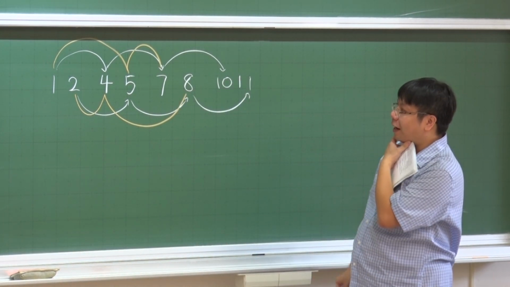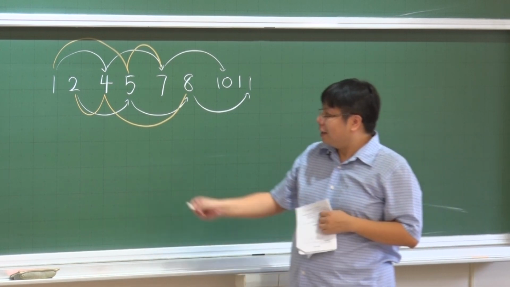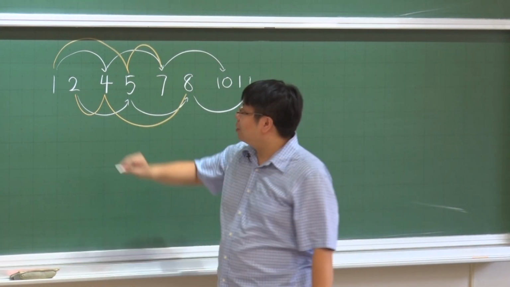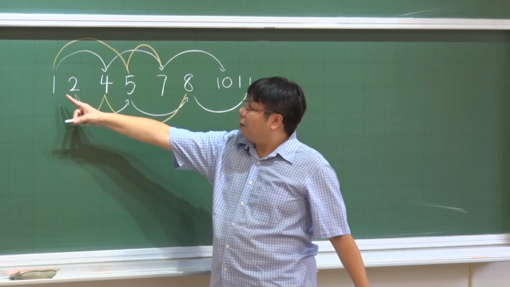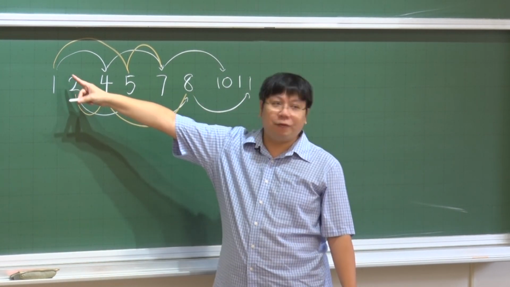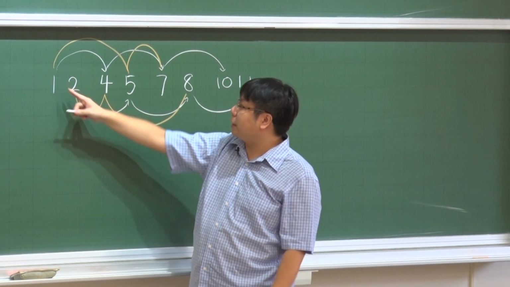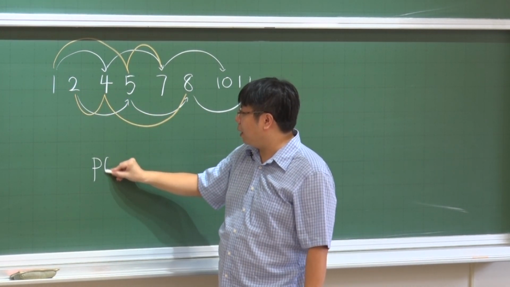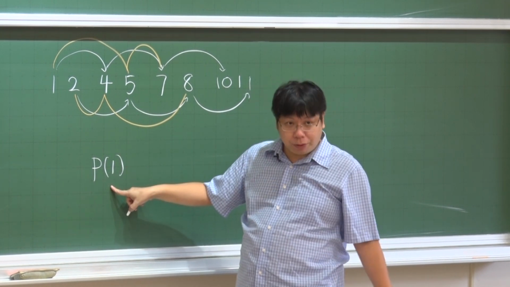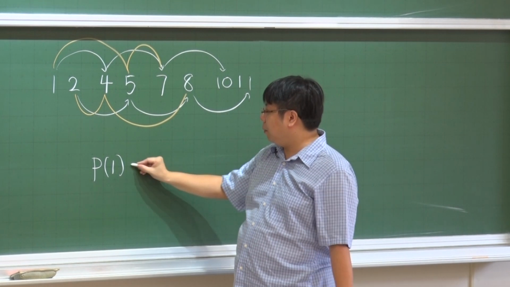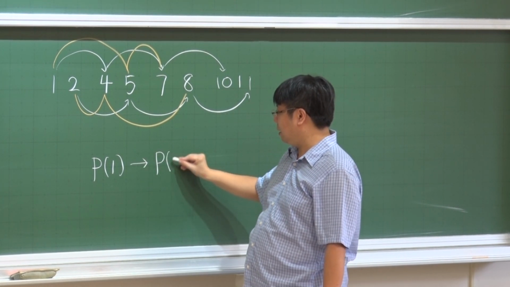So let's see if there is a way to explain. Okay, how about this? We can look at this as 1 will imply. So if you believe this formula is true, then you will know that if P1 is true, if you believe the orange arrows, P1 implies P7.